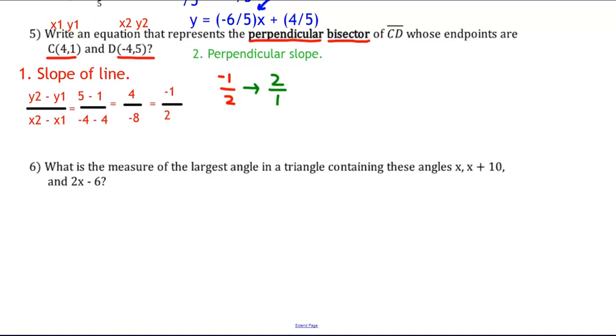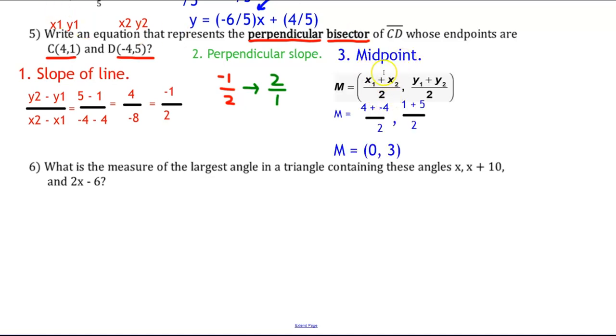My next step is to find the midpoint because a bisector splits a line segment at its midpoint. Here's the midpoint formula. So there's our midpoint formula, x1 plus x2 over 2, y1 plus y2 over 2. I substitute in the x1, y1, x2, y2 here, and I got M is equal to 0, 3. M, capital M, is the midpoint. That is not to be confused with slope, which is lowercase m. You can see that here.